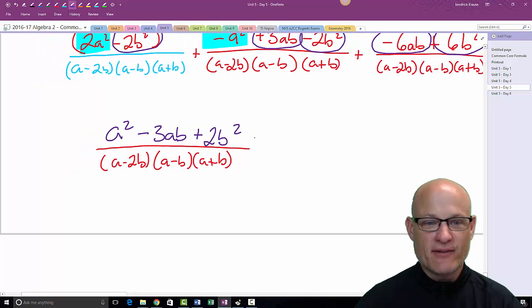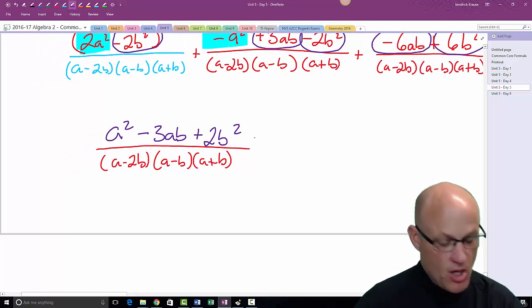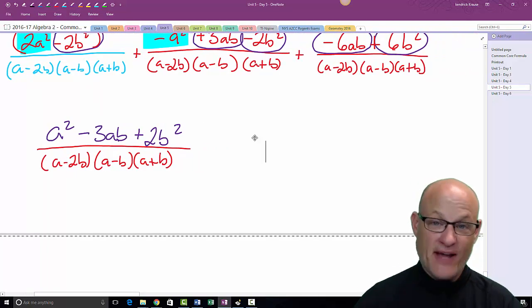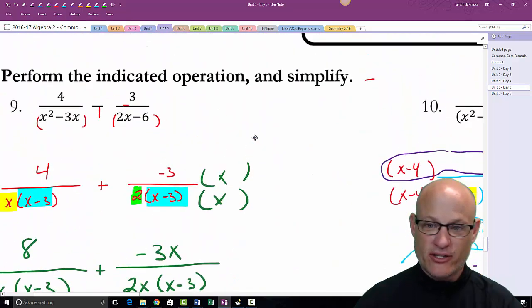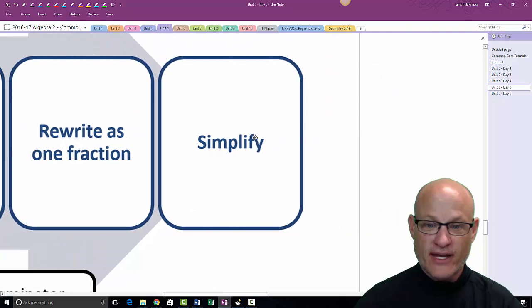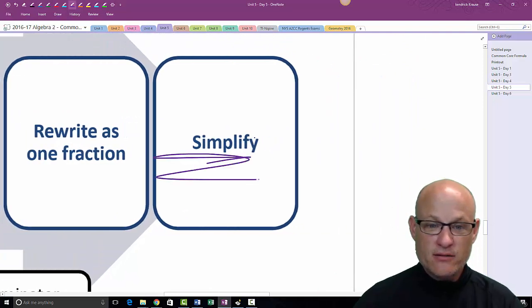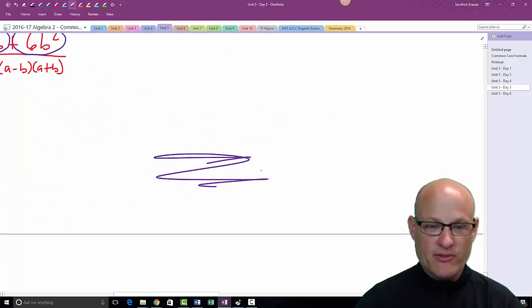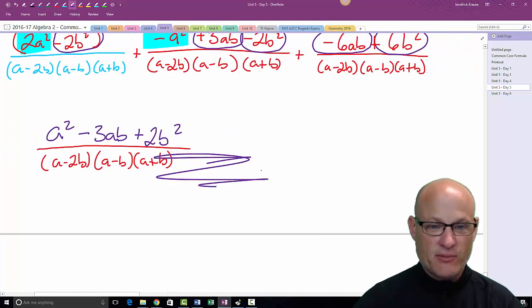Now you think, oh my God, finally I'm done. Oh no, you're not done. That has to be factored to check. Because remember, the last rule here is rewrite as one fraction, and then simplify. The last step is to simplify. So we've got to see if we can simplify this thing.